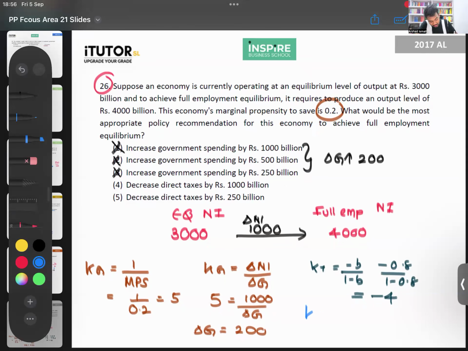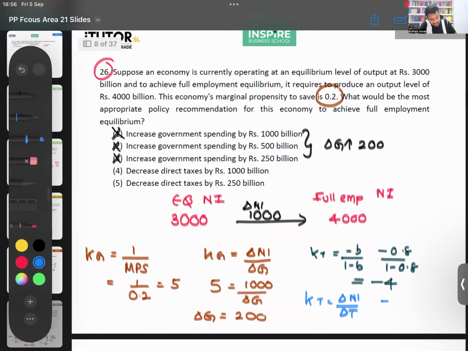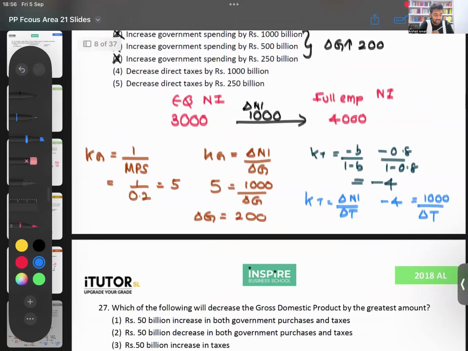So then you know KT is change in national income over change in taxes. Your tax multiplier is minus 4. You want national income to increase by 1,000. What should be your change in tax? Simplify that equation. If you simplify this equation, I don't have space, I'll use the next page. You will get change in tax as minus 250. So if you want to increase national income by 1,000, you have to reduce taxes by 250.